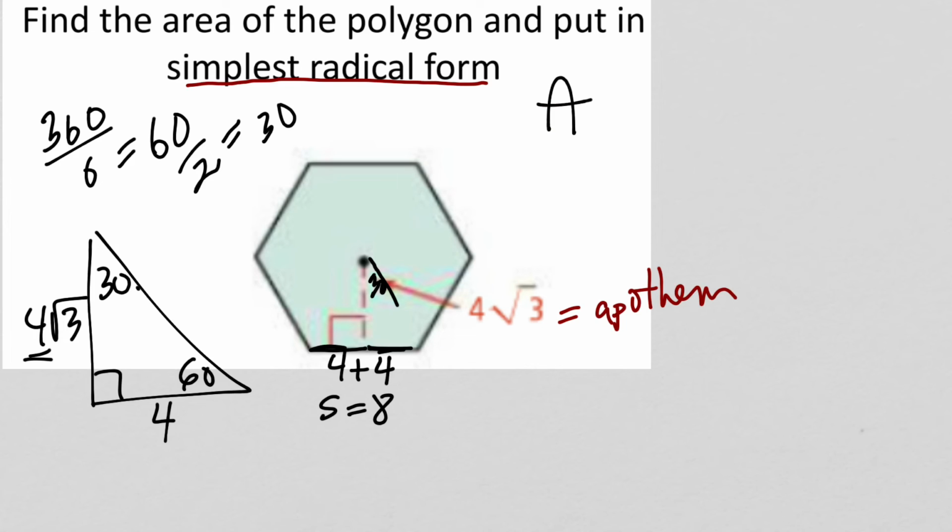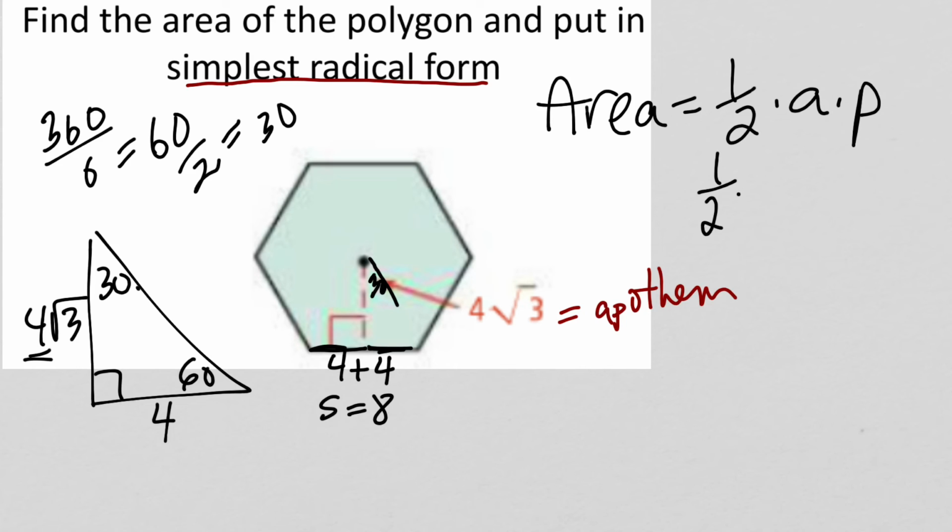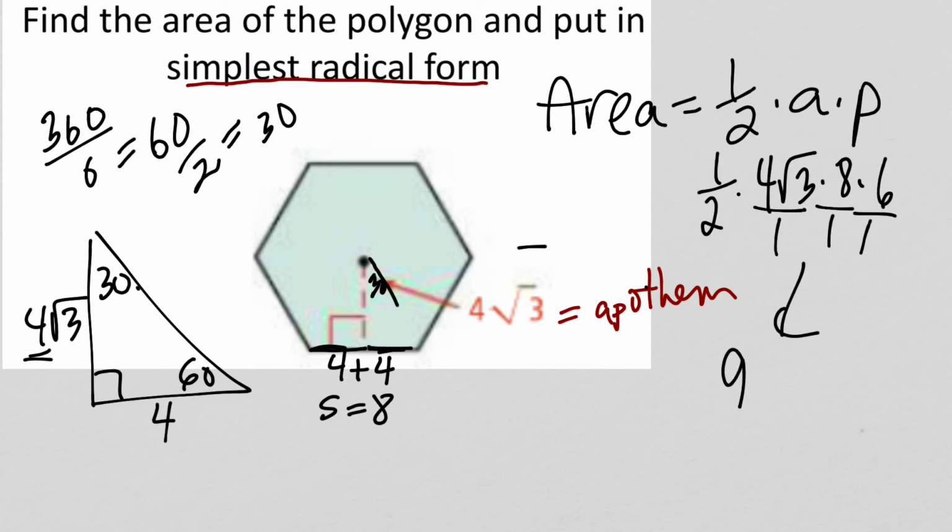So the formula says 1/2 the apothem times the perimeter. So 1/2 times 4 root 3 times the perimeter is 8 times 6, because you got 6 sides there. So if we put these all over 1, let's go ahead and multiply the numbers. On the top, I multiply across 4 times 8 times 6, then I'm going to divide it by 2. So I get it to be 96 root 3, that's in simplest radical form, square units. So this is the area.